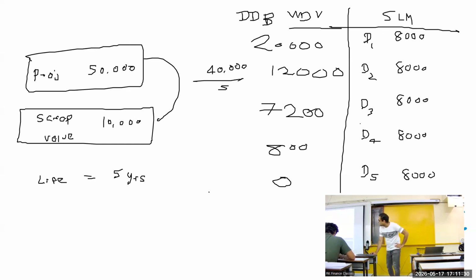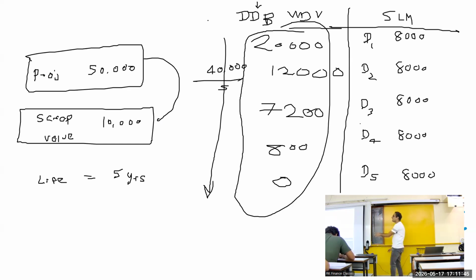So that's the reason. What is the full form of DDB? Double is understood. What is the second D? Declining. That's the reason it is called declining. 20 declines to 12, then 7, then 800, etc. So it's called double declining balance.